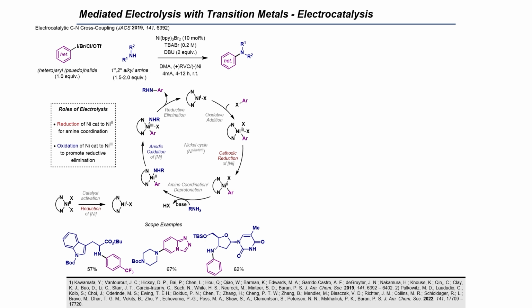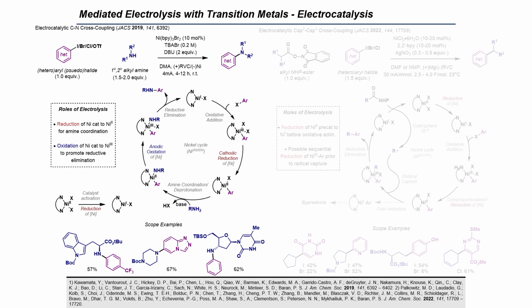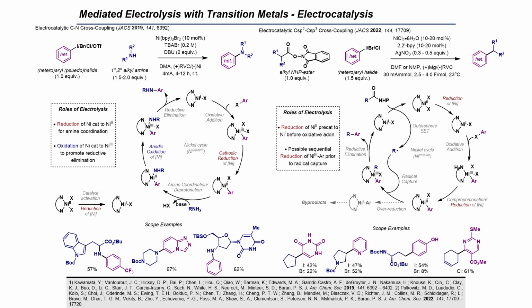The barrier for reductive elimination from this nickel(II) is high. However, anodic oxidation of this species results in a high-valent nickel(III) species, which undergoes facile reductive elimination to afford the product as well as a nickel(I) species that can re-enter the catalytic cycle. This method was applied to a wide array of pharmaceutically relevant amines and arenes. These same principles can be applied to a decarboxylative carbon-carbon bond-forming cross-coupling reaction as well.